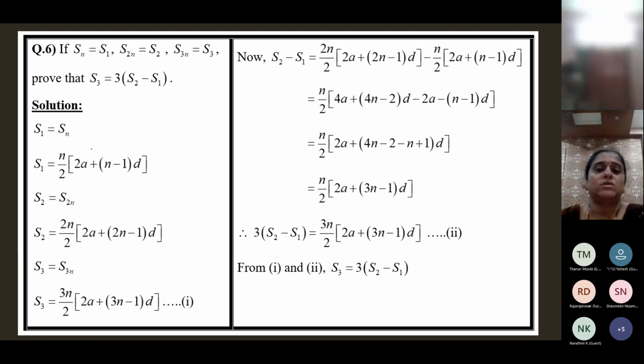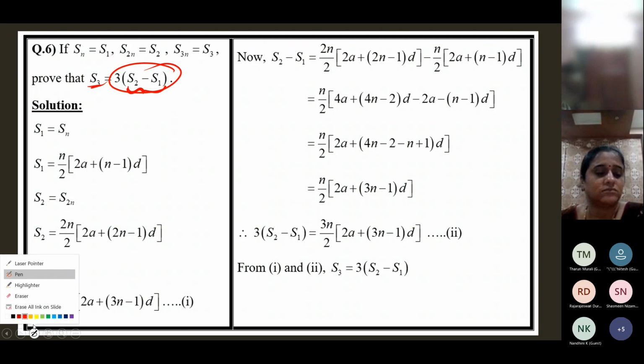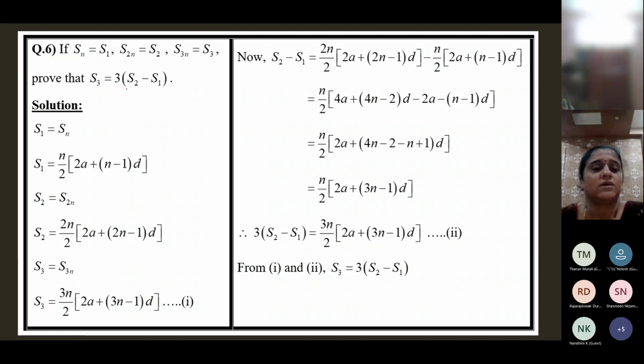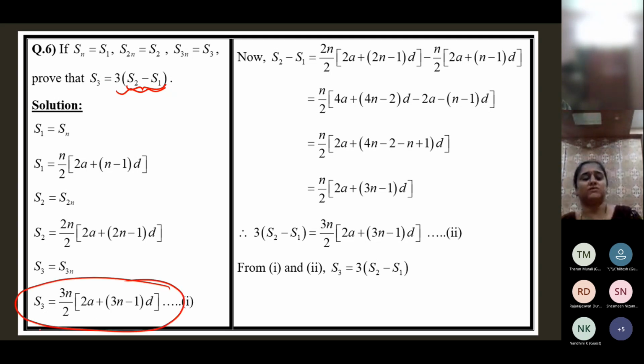Okay. Now let's work S2 minus S1. We are going to show that we'll first find S2 minus S1, then multiply it by 3, and we'll show that that result is equal to S3. We have S3 here. We'll show that that's equal to S3. Okay, so first let's work S2 minus S1.